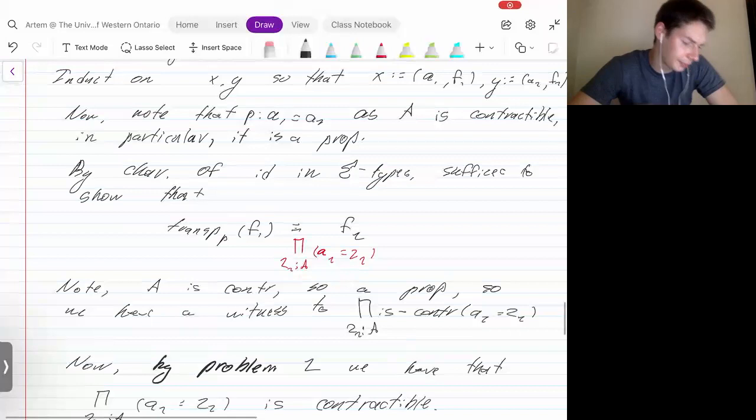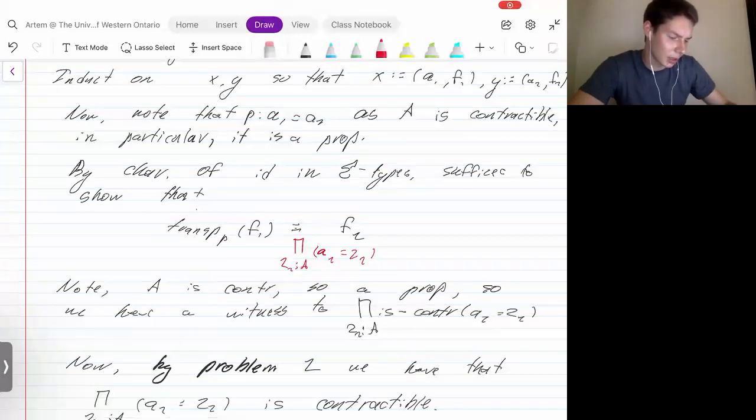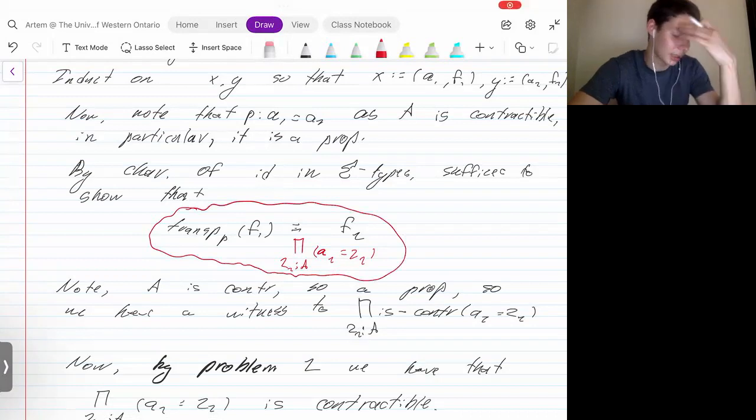I mean, so this part is established by the second problem, right? So as long as you formalize the second problem, you should know that after transporting, you're going to get an equality happening there from contractibility. So is the problem that you haven't yet formalized the characterization of equality in sigma types?